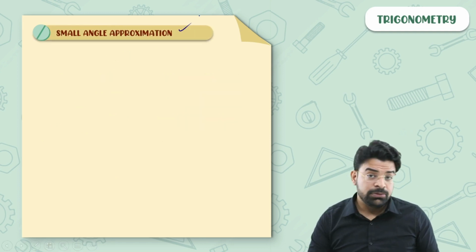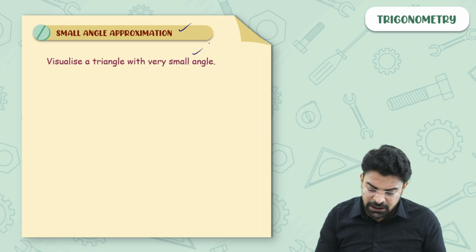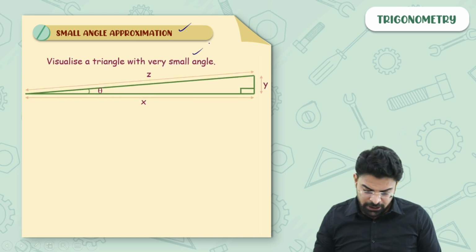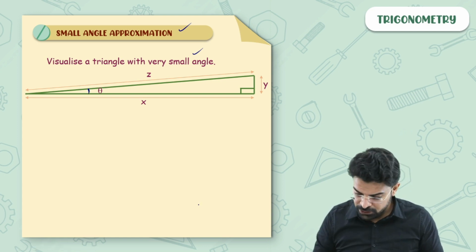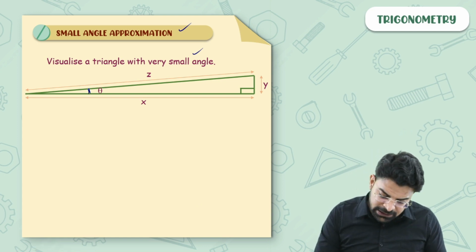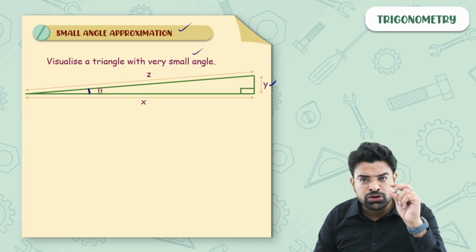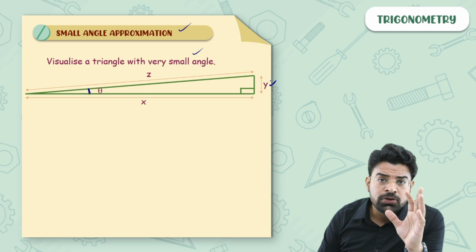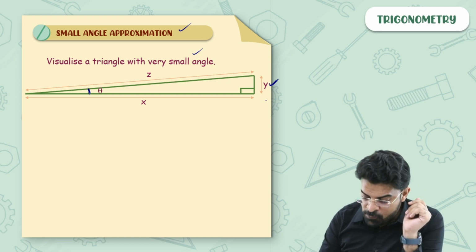Small angle approximation. Now this is again a very important heading. Visualize a triangle with a really small angle. So this angle theta is really small. If the angle theta is really small, then this perpendicular length has to be small. Larger side corresponds to larger angle and smaller side corresponds to smaller angle. So this length y will be small.